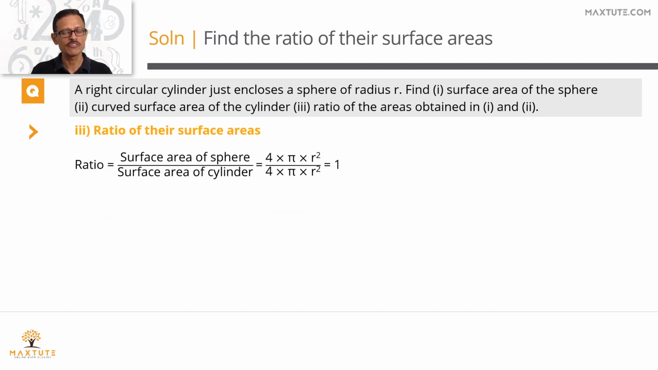The last step, basically find out the ratio of the areas, the surface area of the sphere to the curved surface area of the cylinder. Surface area of the sphere is 4 pi r squared. Curved surface area of the cylinder is also 4 pi r squared. So ratio is equal to 1. The ratio is 1, then it essentially means that it is 1:1.